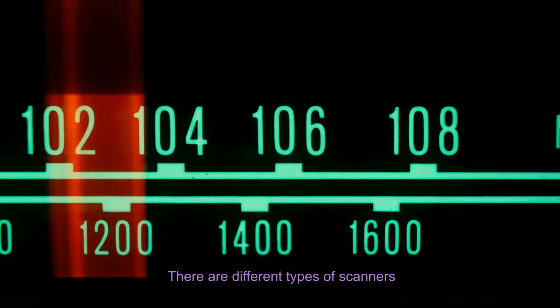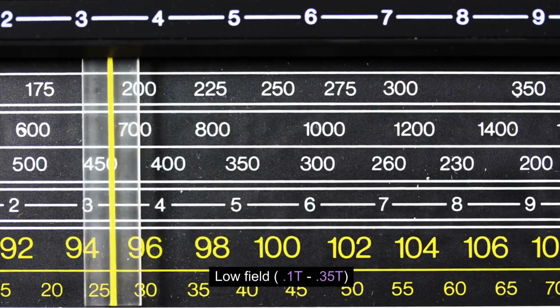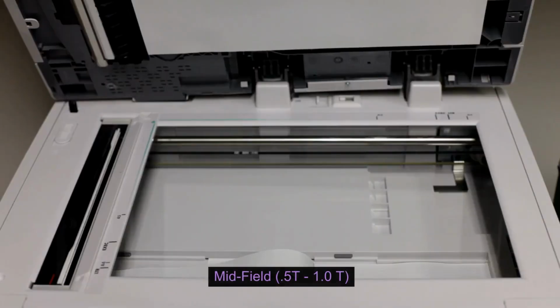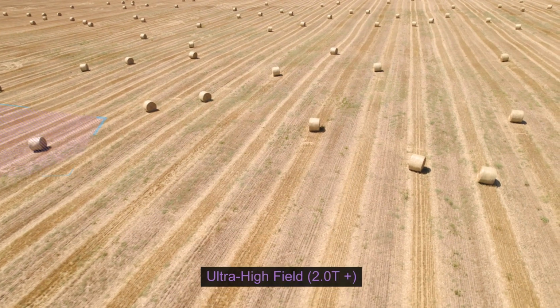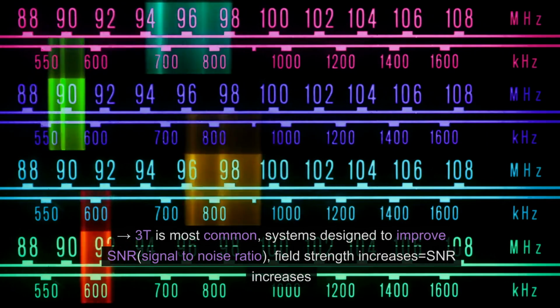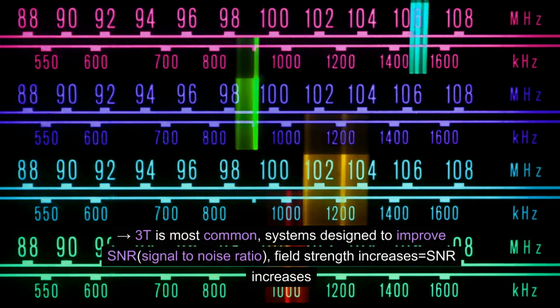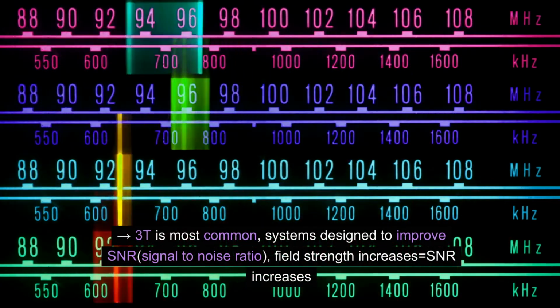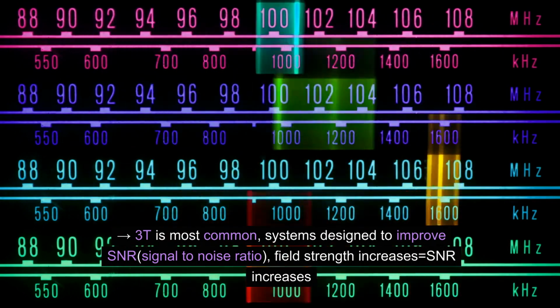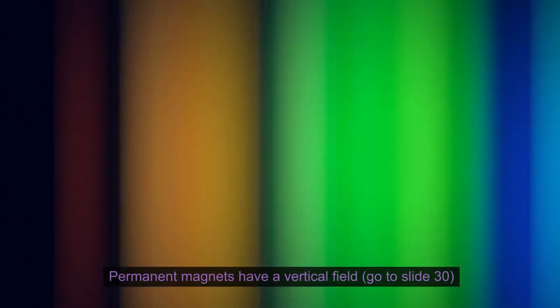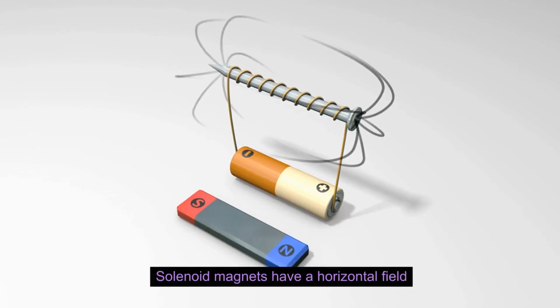There are different types of scanners. Low field, under 0.5T. Midfield, 0.5T to 1.0T. High field, 1.5T. Ultra-high field, 2T and above. 3T is most common. Systems are designed to improve SNR, signal-to-noise ratio. As field strength increases, SNR increases. Permanent magnets have a vertical field. Solenoid magnets have a horizontal field.